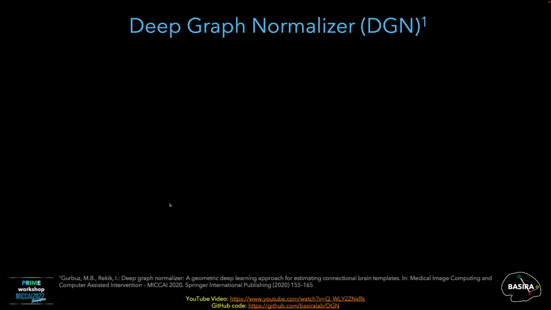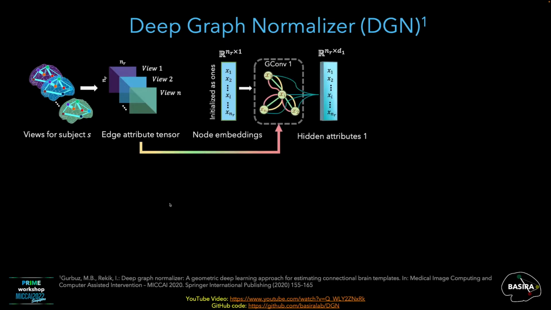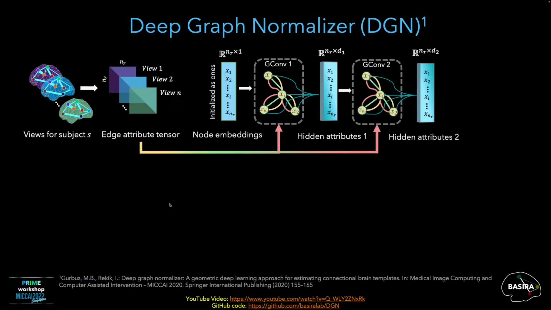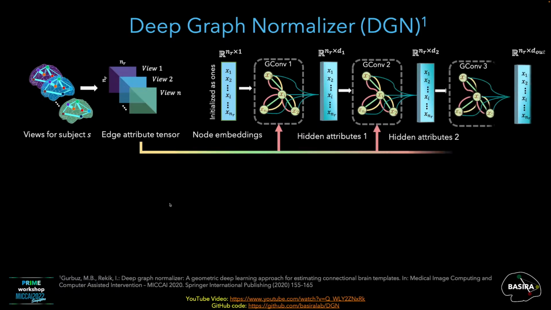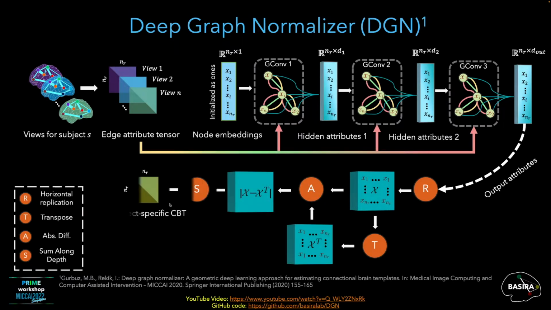I am going to give an overview of the Deep Graph Normalizer network. For more information, you can read the paper and watch the YouTube video. DGN first represents the multiple views as an edge attribute tensor. The model propagates the edge attribute tensor and an initial node embeddings vector through three graph convolution layers to learn the embeddings for each node. Then, the output attributes are applied to a series of differentiable tensor operations, such as horizontal replication, transpose, absolute difference, and summation, to construct a subject-specific CBT.